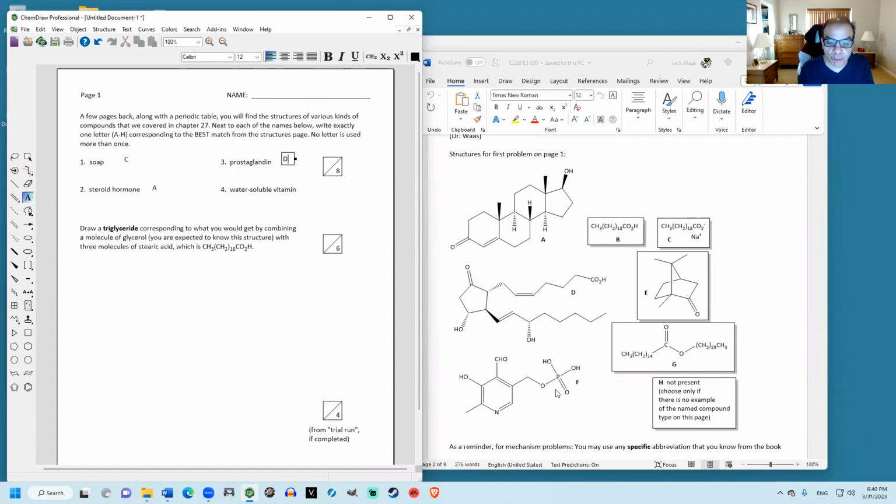F looks very water soluble. You've got two OH groups on the phosphate, which is water soluble. You've got an OH group here, which can undergo hydrogen bonding with water. You've got a pyridine nitrogen, which can undergo hydrogen bonding with water. The aldehyde group also can undergo hydrogen bonding. So I think the best answer there is F. So those are the answers for that.